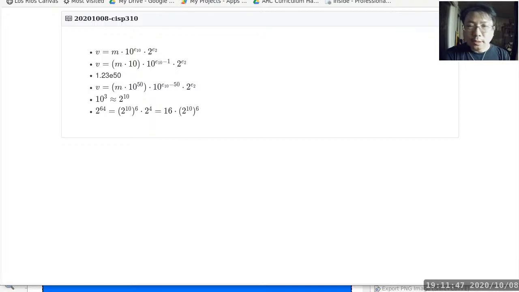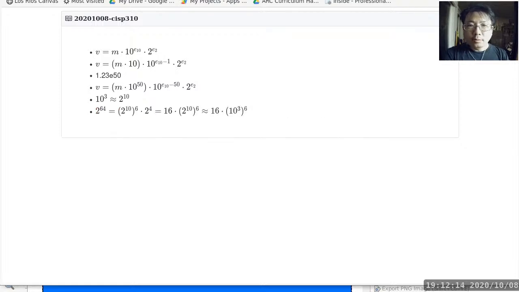There we go, 6. So this is exact, but now we can throw in the approximation. So now we say this is approximately, because here we did the approximation above. So this is approximately 16, which I kept, times 10 to the power of 3, and then that whole thing to the power of 6.